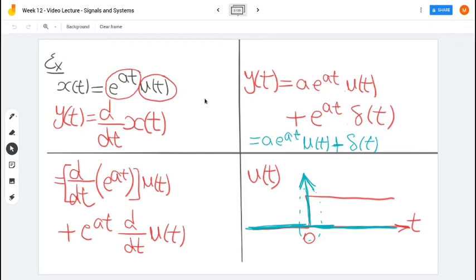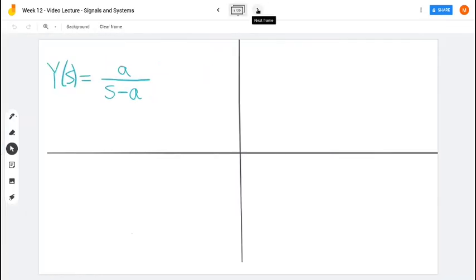So the first term, a e to the power at times u of t, a is a constant. E to the power at u of t will have the Laplace transform 1 over s minus a. So we can write y of s as a over s minus a plus the Laplace transform of an impulse delta of t. So how can we compute the Laplace transform of the impulse delta of t?